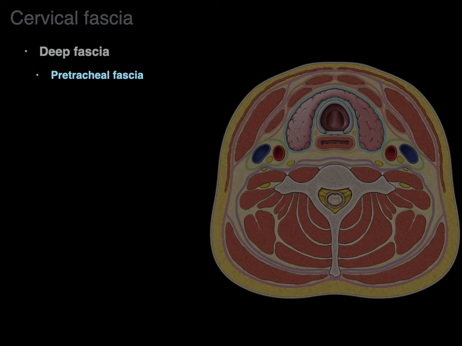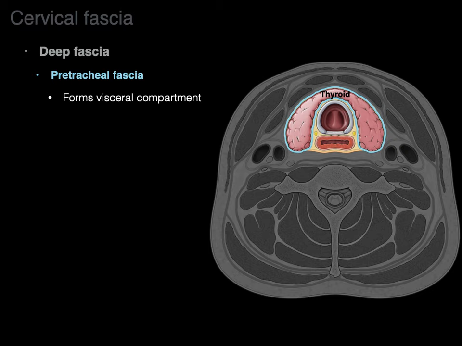And the pretracheal fascia forms the visceral compartment. What are the viscera? Well, the thyroid gland and the trachea and the recurrent laryngeal nerves on either side and the esophagus in this section, but the pharynx up higher. And then there are the parathyroid glands as well that are not shown but are in that area.